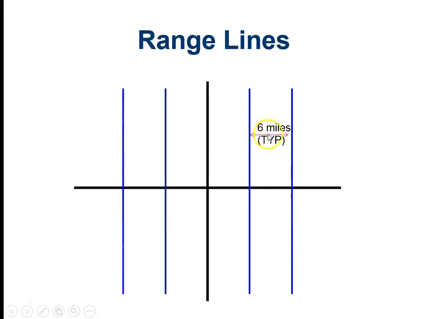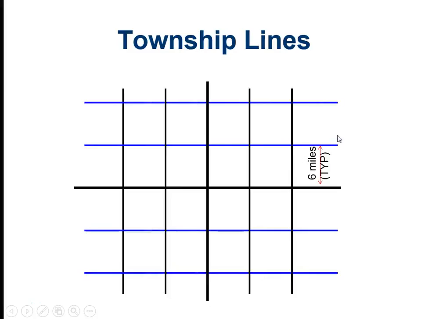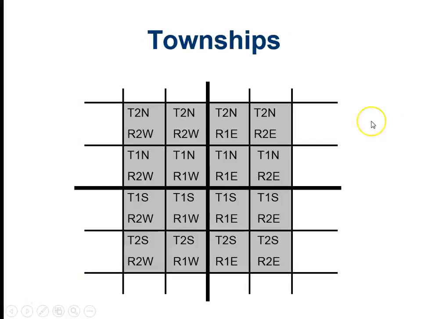We have a range line every 6 miles. Township lines go horizontal, or east-west, and they're laid out every 6 miles. Remember, this was called rectangular. You should be able to see why. And then we number them. This is Township 1, right here and right here. Township 1 north. Township 1 south. Then this is Township 2 north.